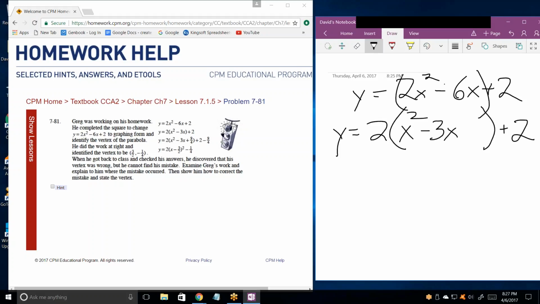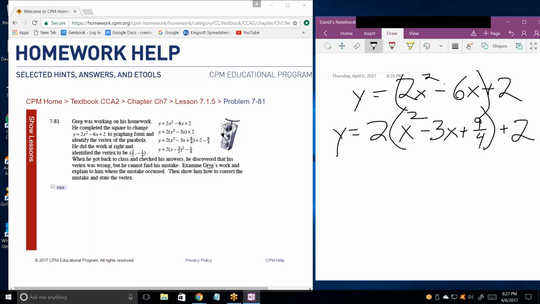That's the key. Now he takes half of this term, which is 3 halves, squares it, and puts 9/4 in that spot right there. But then he balances it out by subtracting 9/4. What should he subtract? How much did I add to the right side of the equation when I wrote 9/4 in there?